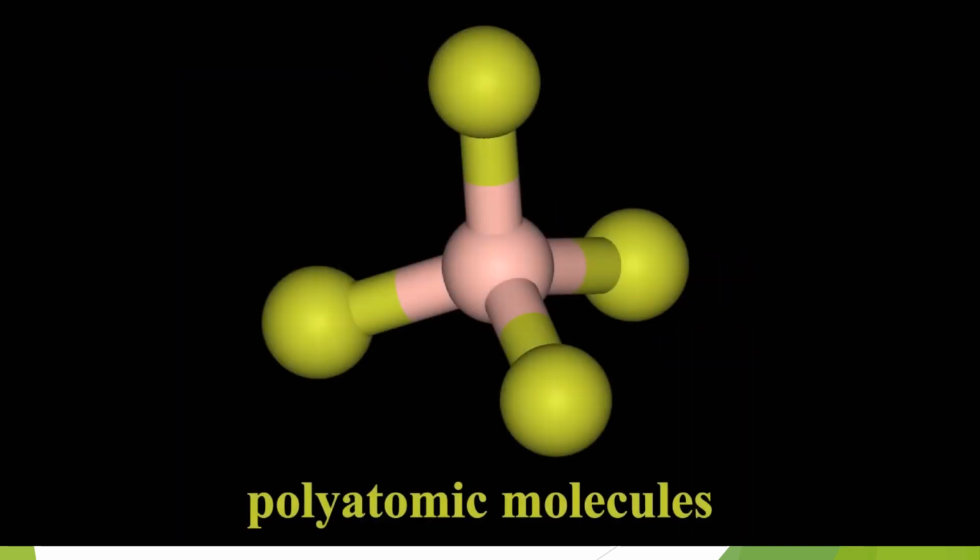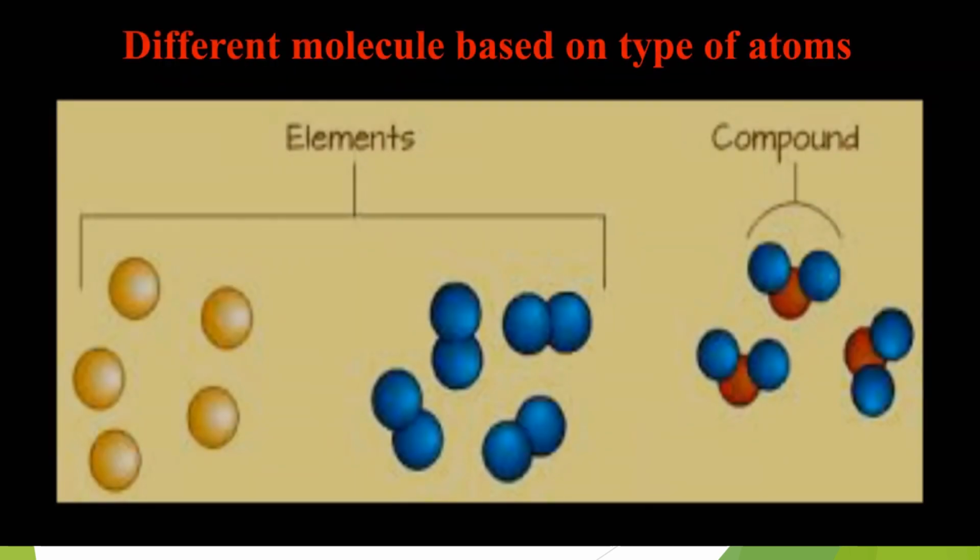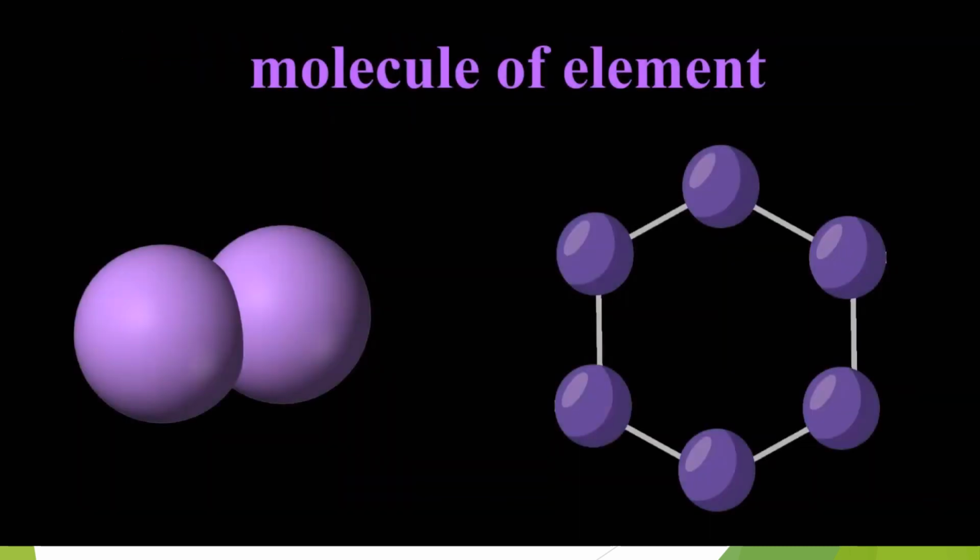Molecules with four or more than four atoms are called polyatomic molecules. Sulfuric acid and phosphate are examples of polyatomic molecules. Now let's learn about different molecules based on type of atoms. When a molecule is comprised of the same type of atoms, it is called a molecule of elements.